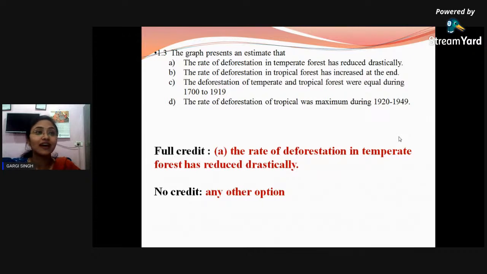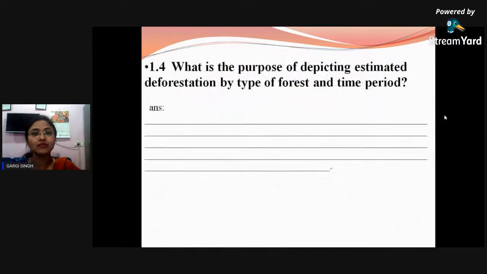It's good. So many students are answering. That's really very nice. You people are understanding things. Now next task, we'll move to the next task, that is question number 4, task 1. The question says, what is the purpose of depicting estimated deforestation by type of forest and time period? Now, this question demands your outside knowledge. You have to evaluate the text and then process it. You have to use the relevant knowledge that you already have and then reflect upon it.